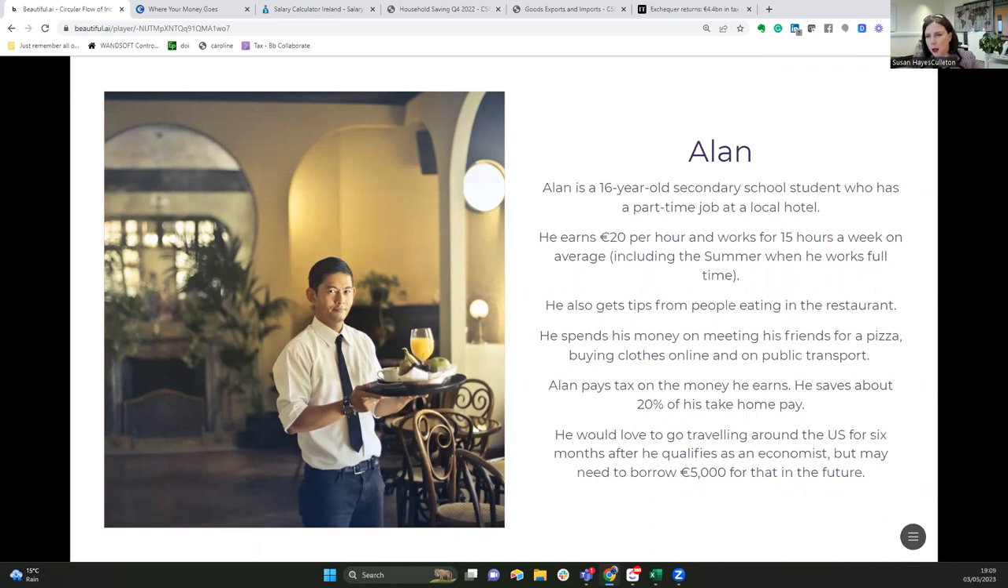He's earning 20 euros an hour. He works for 14 hours a week on average, and that includes the summer when he works full time. So he works a lot less than that during school time. He also gets tips from people eating in the restaurant.